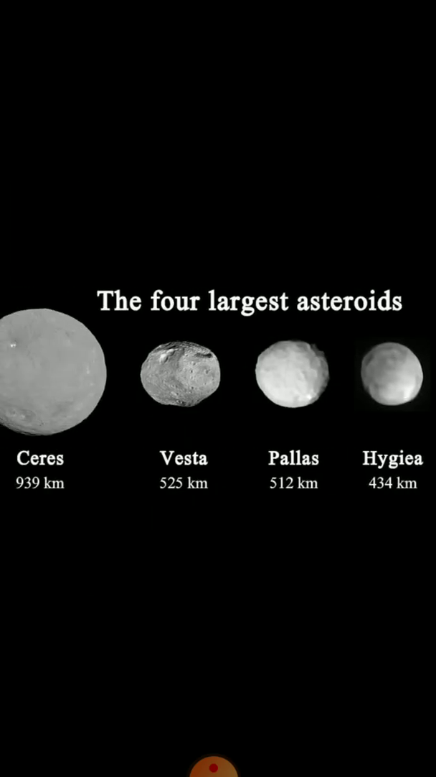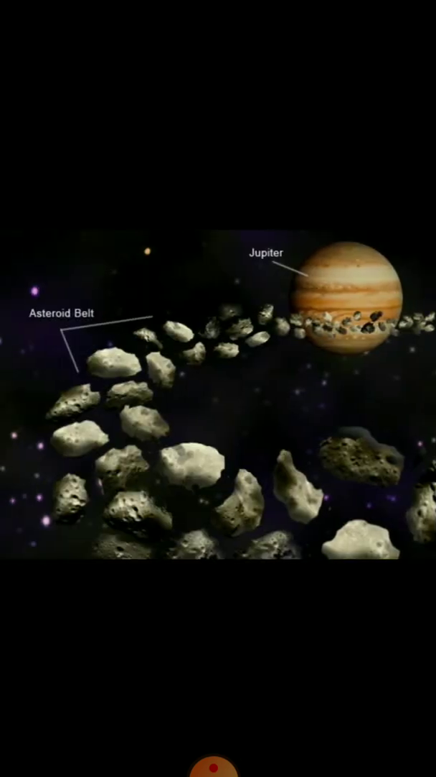Asteroids. Asteroids are rocks that range in size from a few meters to a few hundred kilometers in diameter and orbit the Sun. They are found in the gap called the asteroid belt that lies between the orbits of Mars and Jupiter.